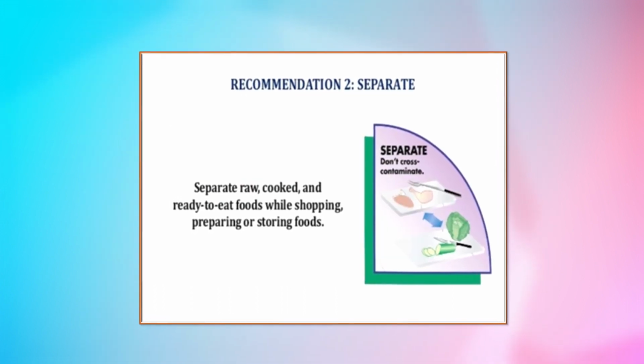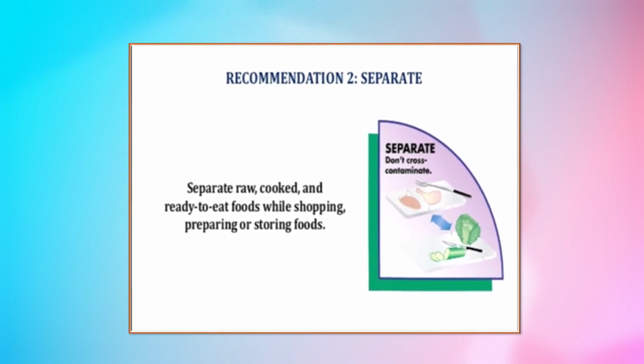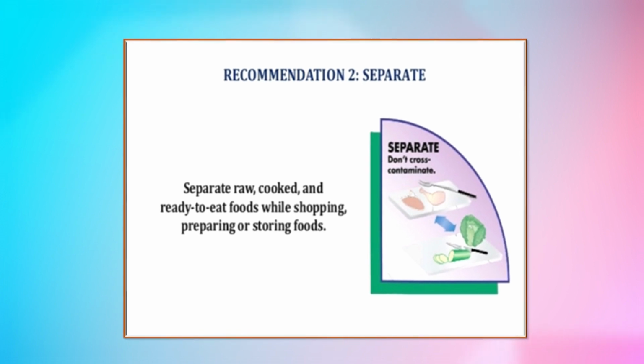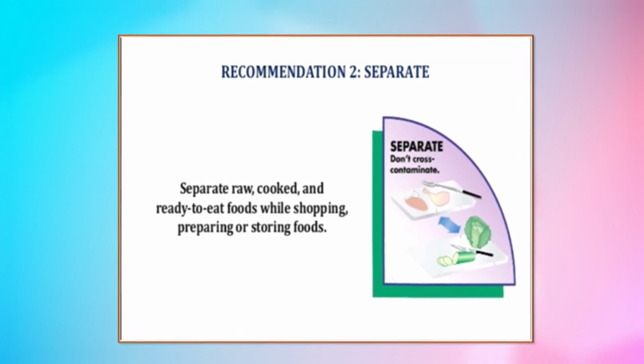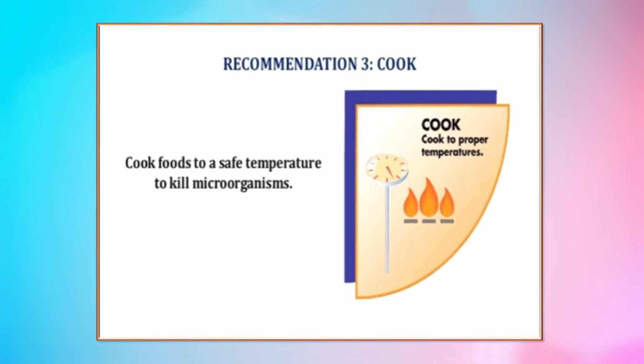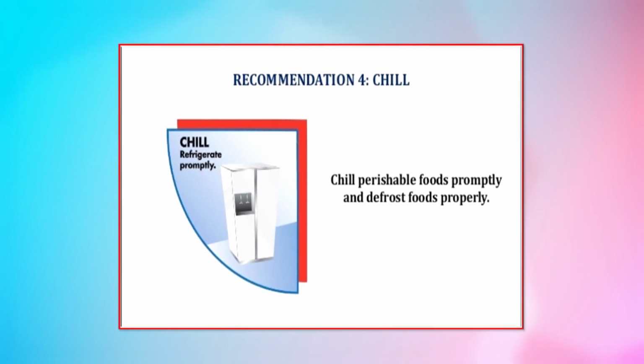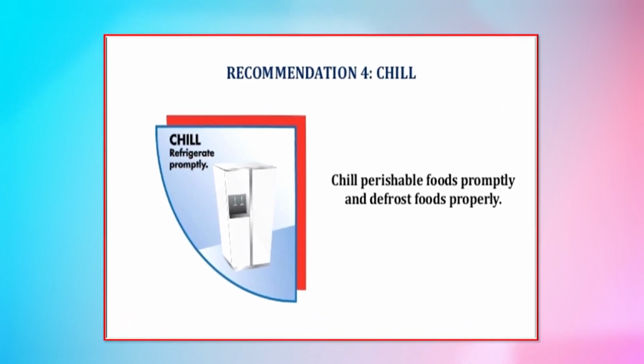Separate raw, cooked and ready-to-eat foods while shopping, preparing and storing the foods. This is highly recommended for prevention and management. Cooking food to a safe temperature to kill the organisms is highly recommended. Chilling is another: chill perishable foods promptly and defrost food properly.